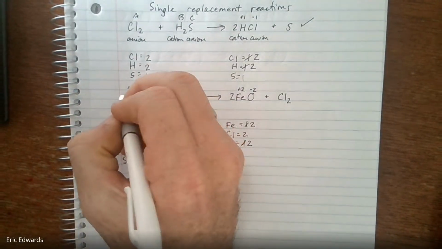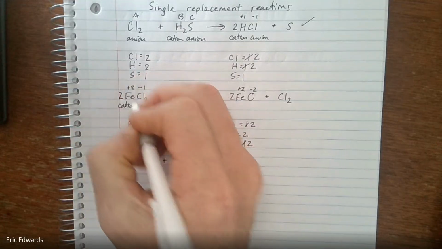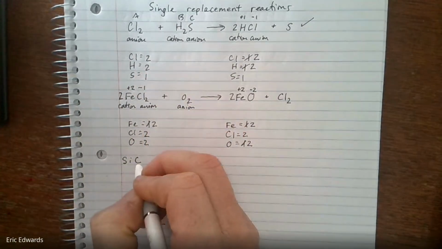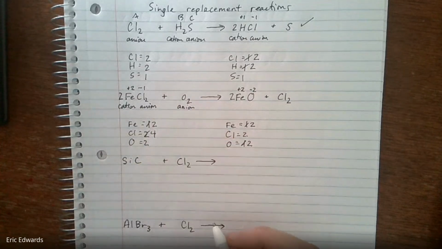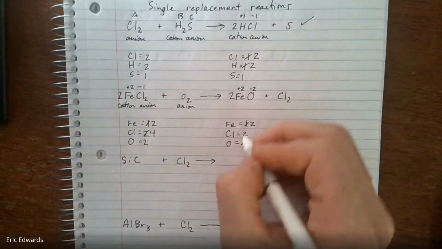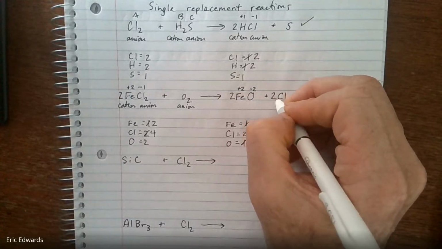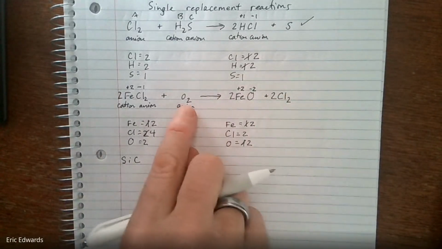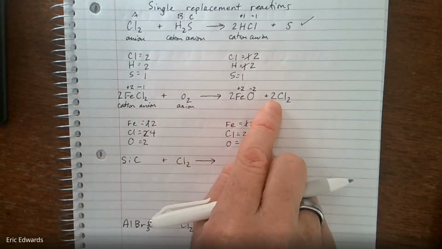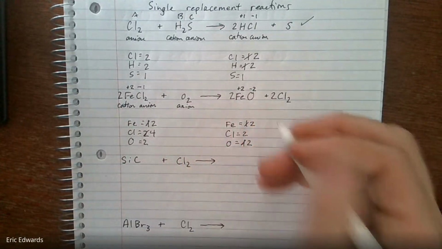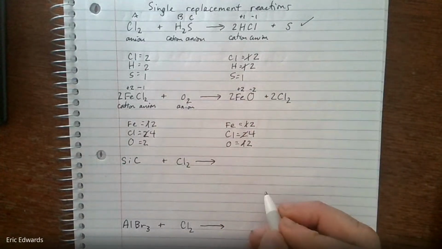And that's going to be 2 of those, which makes it 2. And now I've got 4 chlorines. Well, over here now I've only got 2 chlorines, so I've got to put a 2 in front of that. I can never change subscripts. I can only put more in the coefficient. So now I've got 4 chlorines.